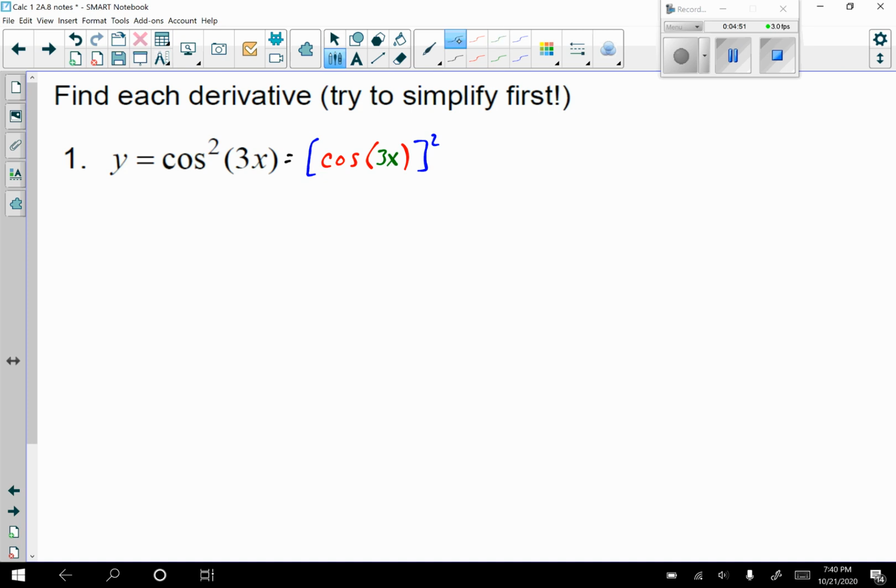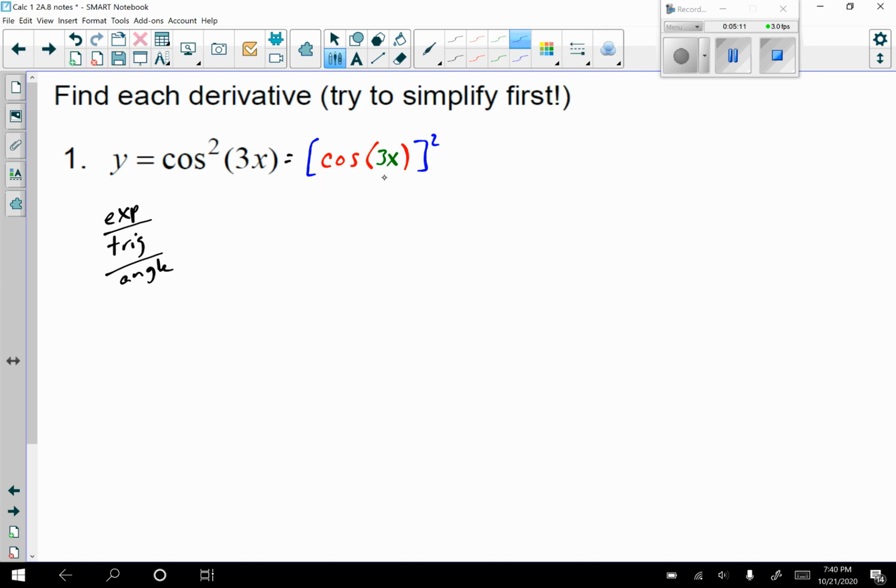So remember the order that you do the derivatives is exponent first, then trig function, then angle. This is a three-layer chain rule. This is two links in the chain. We're doing two chains with this. All right, let's do it in order.